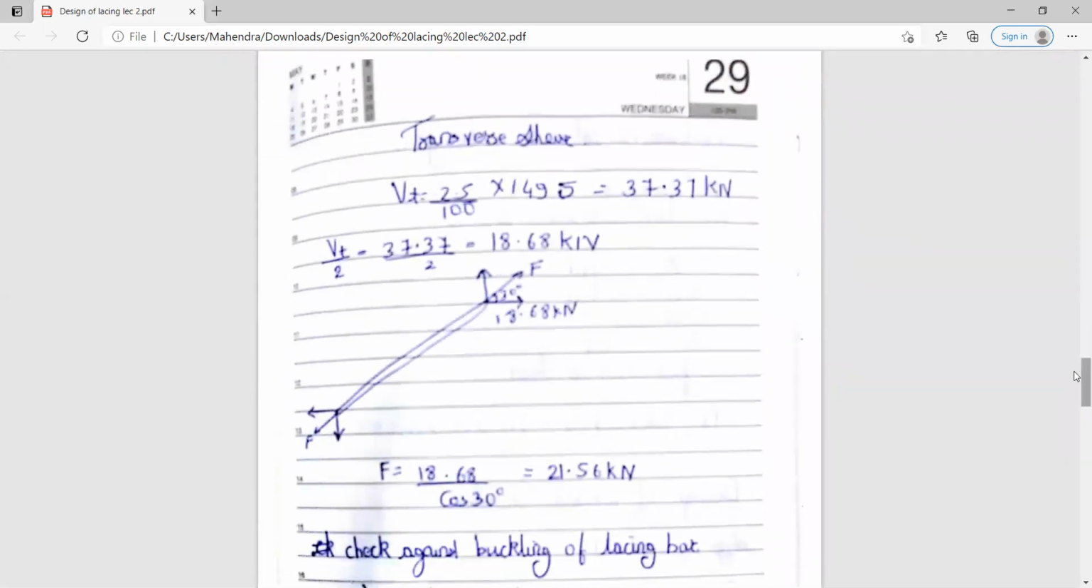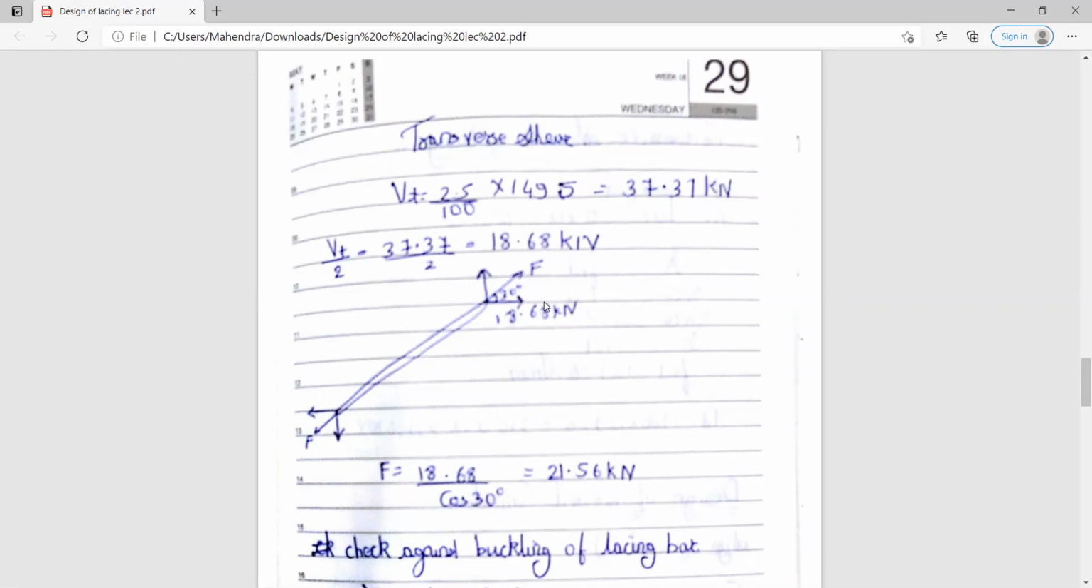Now you need to calculate the transverse shear. For calculating the transverse shear, the formula is 2.5% of the factored load. The factored load is 1495, so VT comes to 37.37 kN. Then VT by 2, that is 37.37 by 2, gives 18.68. That is nothing but this value, that is 18.68.